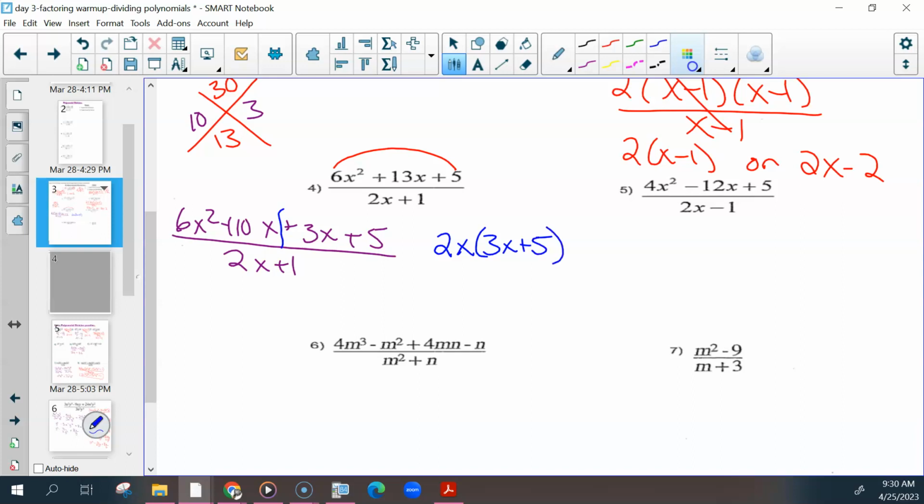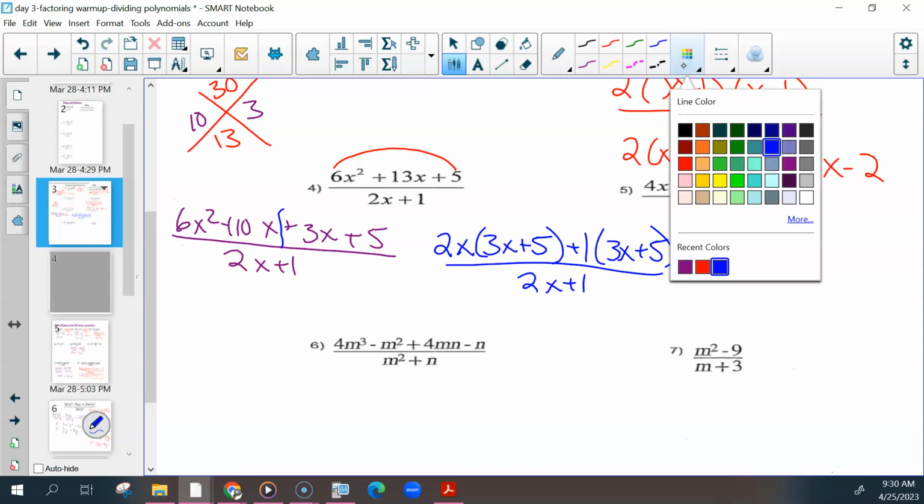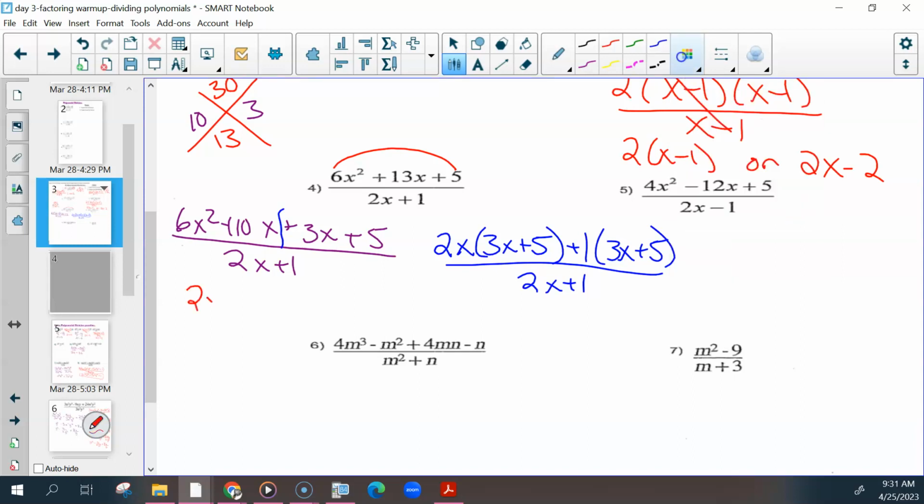What could we divide out of the last 2? 1. So if nothing is left, it's always 1, which means the inside things stay the same. And then you can rewrite it. Your factors on top would be 2x plus 1, 3x plus 5, all over 2x plus 1. So then if we cancel our like factors, what's left? With these problems, one of your factors should cancel out. If they don't, you may have done your math incorrectly, so double check that.